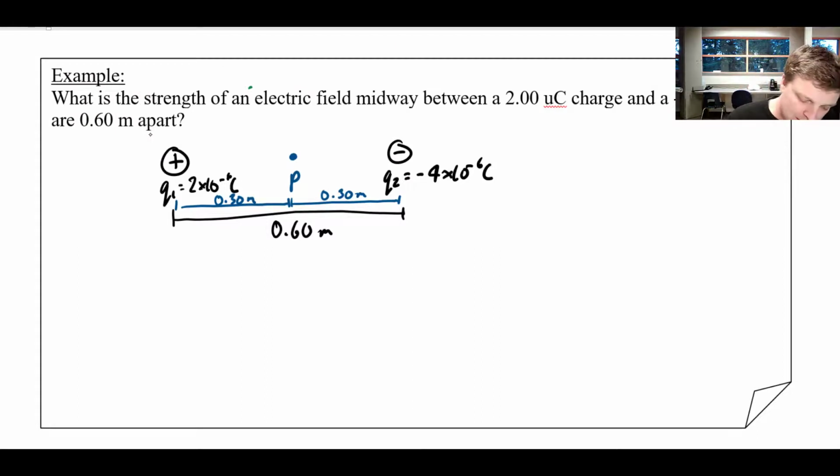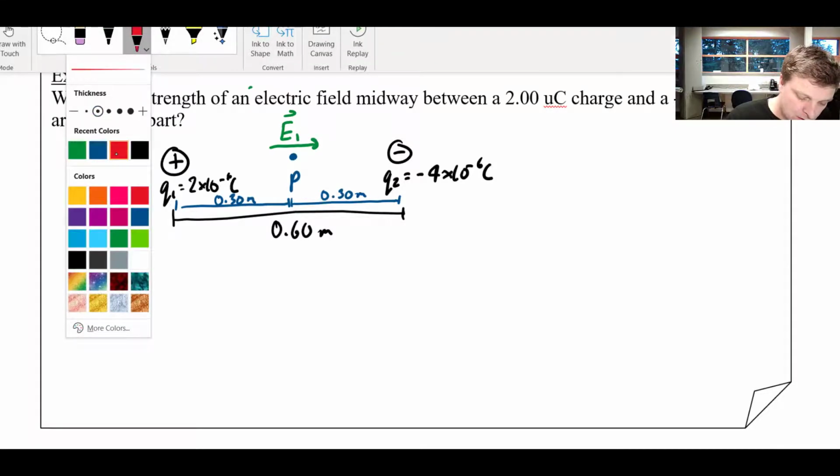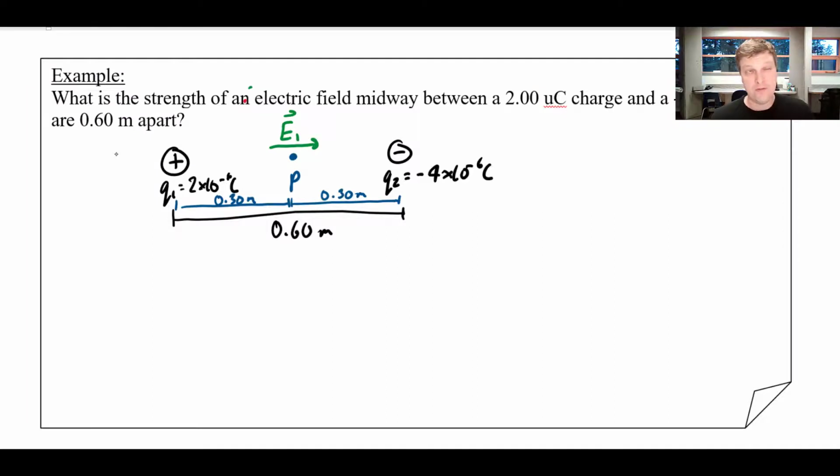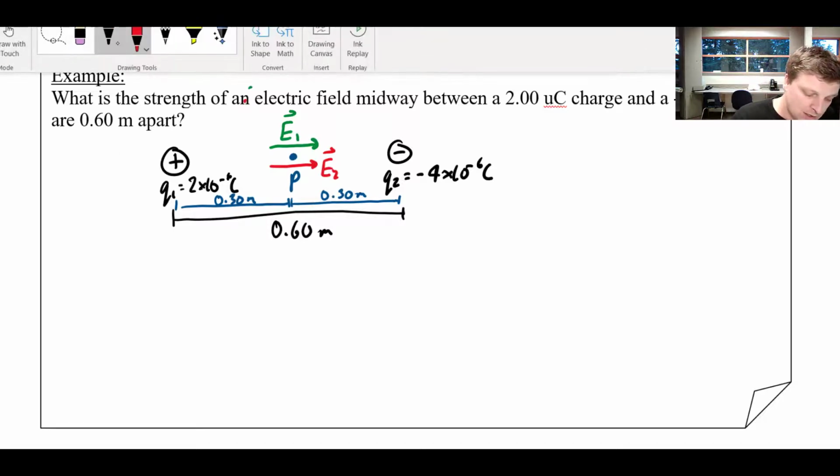So for example, let's think about what E1 looks like. We'll think of E1 as being the field provided by charge 1, this positive charge. At this point right here, E1 would be to the right because a positive charge placed there would want to move to the right. And what would E2 look like? Well, E2, the field produced by charge number 2, would also be to the right, because a positive charge would want to go towards that negative charge. So I can solve for these individually.